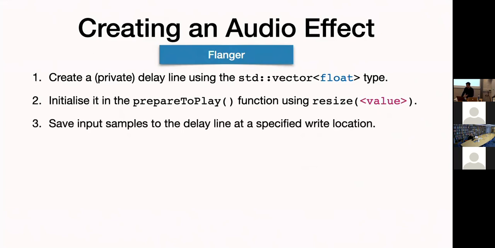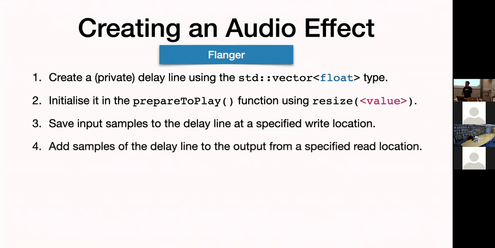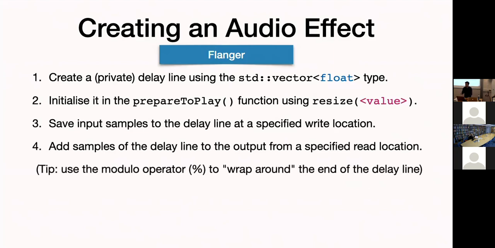Then in the process block, we need to save input samples to the delay line at a specified write location, and then we need to read them out from a specified read location. So there's a lot of stuff to think about here. And then we can do this wraparound thing using the modulo operator. And once you get there, I'll help you out.